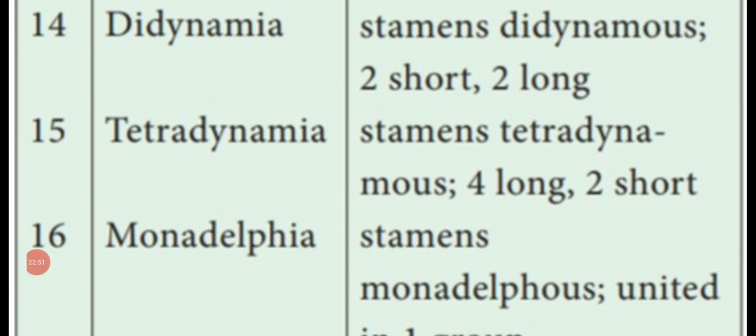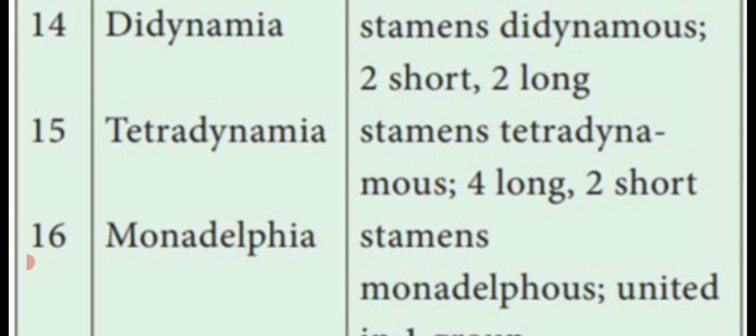Next one, Didynamia. Stamens are didynamous. That means they are arranged in the two bundles. Didynamia means the length of the stamen varies. Out of 4 stamens, 2 are short and 2 are long. That is said to be didynamous. Tetradynamia, that means stamens are 6. Out of 6, 4 are long, 2 are short.